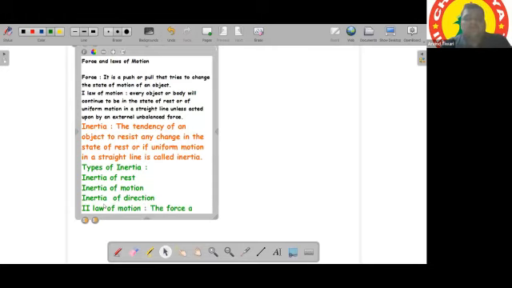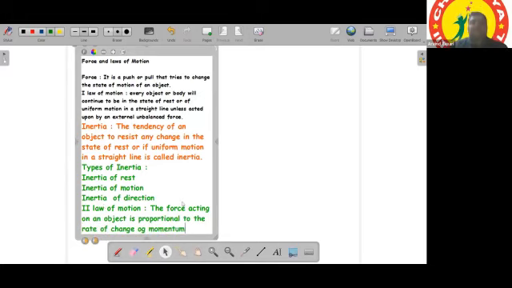The force acting on an object is proportional to the rate of change of momentum. Okay. So now we also need to study about momentum.